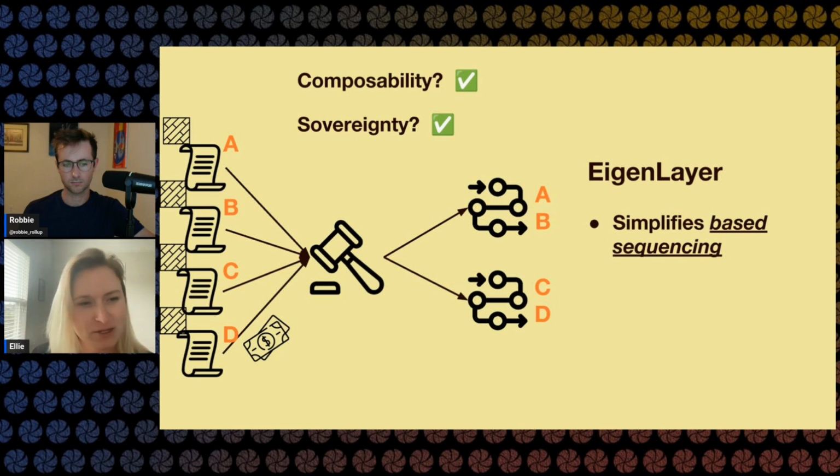EigenLayer has a bigger part in the finality layer, which I'll get to, but the really neat thing about EigenLayer restaking is that it really simplifies based sequencing. So Espresso can absolutely enable based sequencing. And based sequencing is when you enable the Ethereum L1 proposer to also build blocks for rollups at the same time that it's proposing a block on Ethereum.